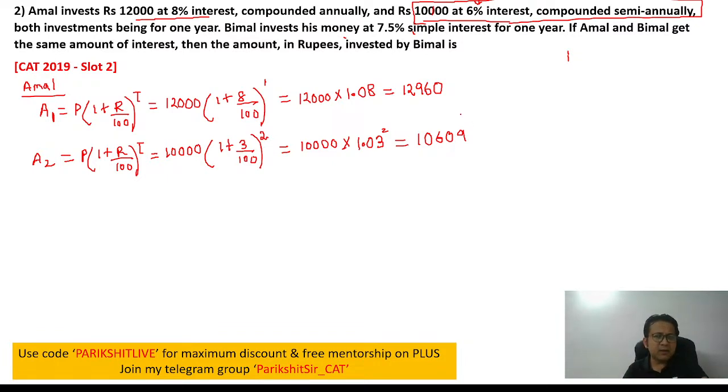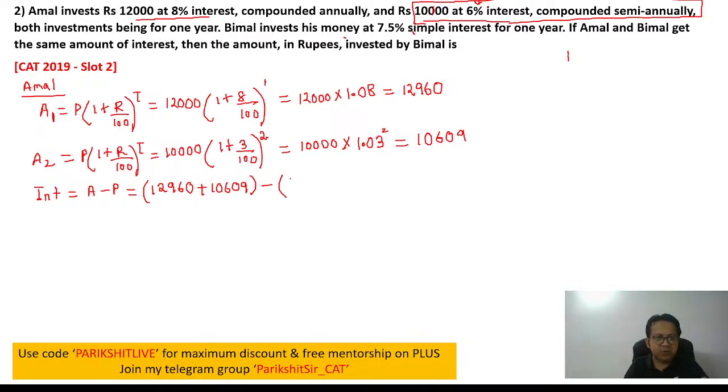Now think about it. What is the interest? So can I say total interest is nothing but total amount minus the total principal. Will you agree? Amount minus principal is the interest. So what is the total amount that you receive? Total amount that you receive is 12,960 plus 10,609, right? Minus the total money that you have put.